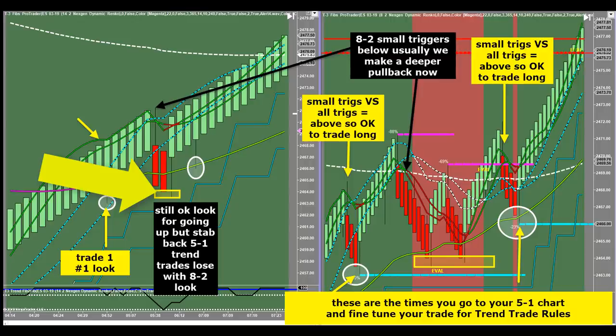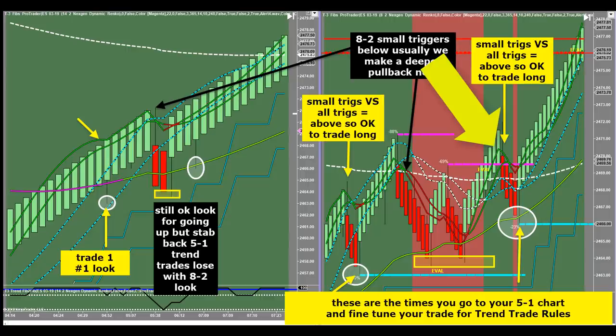So it's important, not that you can't keep taking long trades, but sometimes you get more than 1 bar down on the 14.2 chart. So you need to look a little further down before you start taking long trades again. Subsequently, you can see that our small triggers get back above on the 8.2 chart. Once again, we have the prime number one look for taking trend trades on our 5-1 chart.